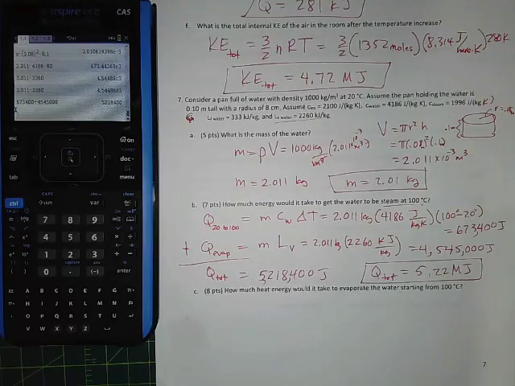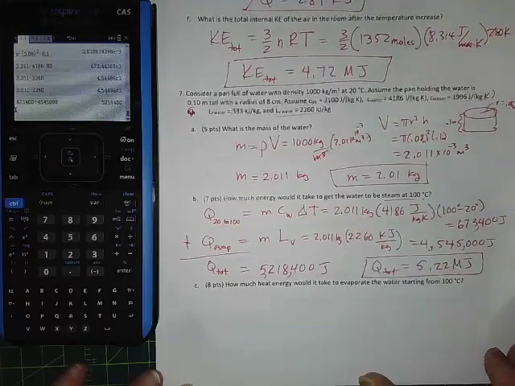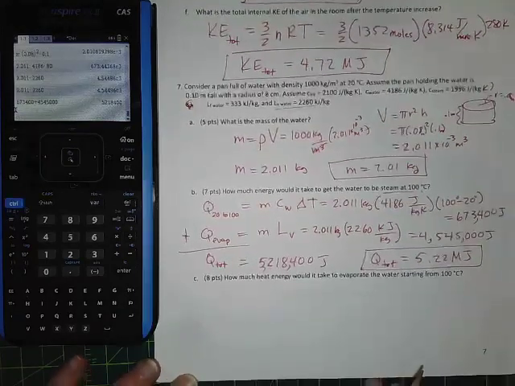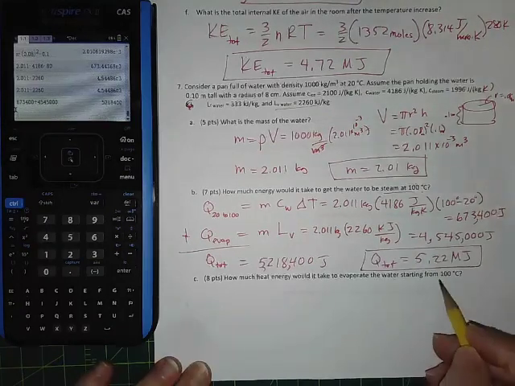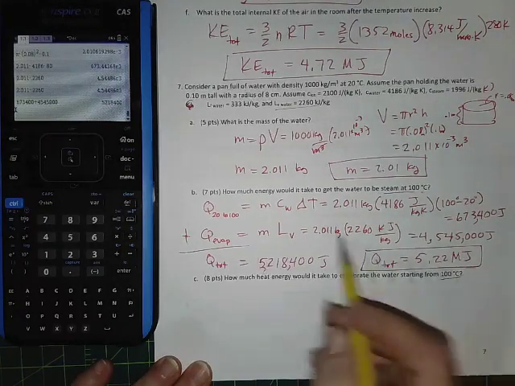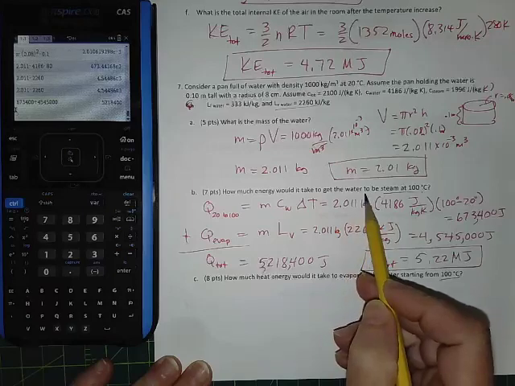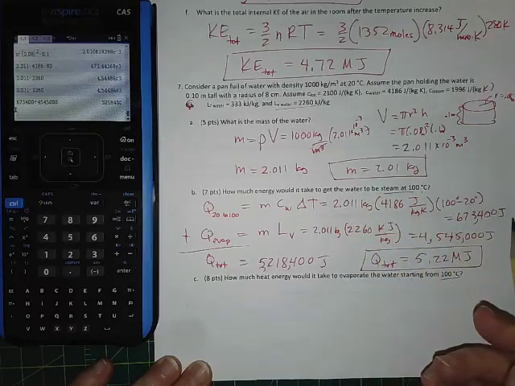Okay, let's continue on with this test. We're looking at number 7, part C. How much heat energy would it take to evaporate the water starting from 100 degrees C? So what did we just do? How much energy would it take to get the water to be steam at 100?